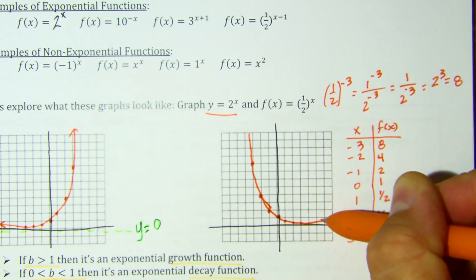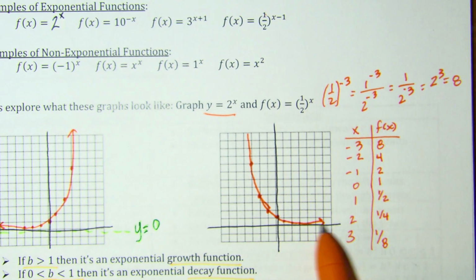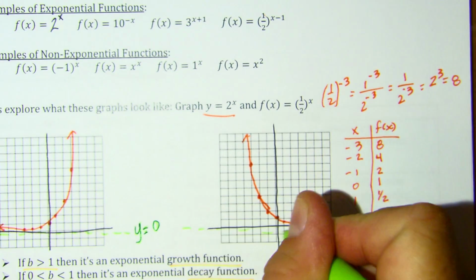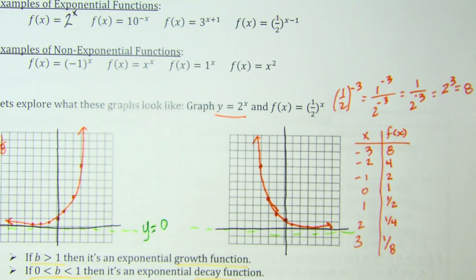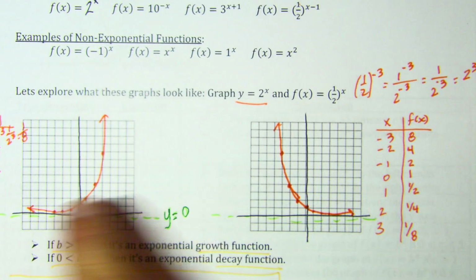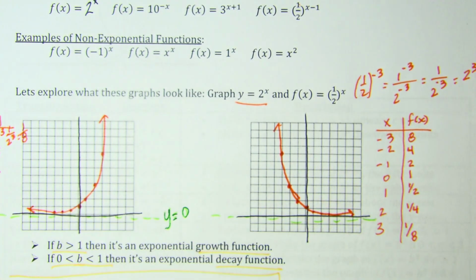And the same kind of thing happens. I could plug in higher and higher x values. It's never actually going to touch the x-axis. It's just going to keep getting closer and closer. So again, we have that horizontal asymptote at the x-axis there, the equation y = 0. And that's what our exponential graphs are going to look like. They're pretty much all going to have this basic shape. It looks kind of like a curved L.